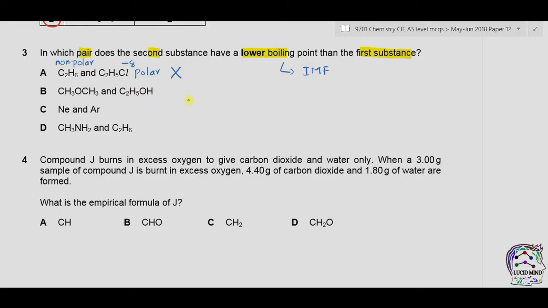In B we have CH3OCH3, which is ether, and second is ethanol. Now we can see that in CH3OCH3, oxygen is not directly bonded to hydrogen atom, so therefore hydrogen bonding will be absent. There is no hydrogen bonding in this compound. While in C2H5OH, which is alcohol, we have oxygen atom directly bonded to hydrogen atom, so therefore oxygen will bear a partial negative charge and hydrogen will become partial positive. Now it can do hydrogen bonding with the other ethanol molecule.